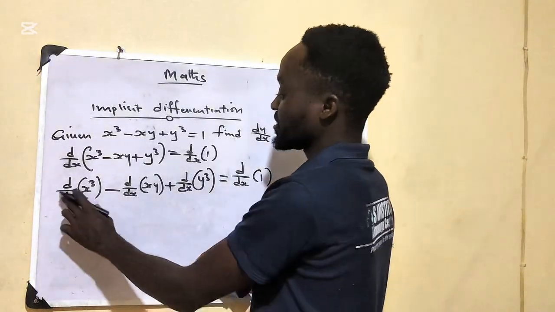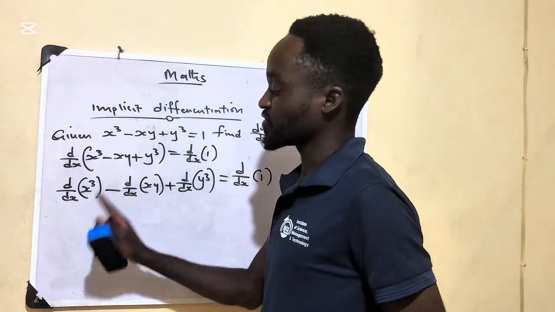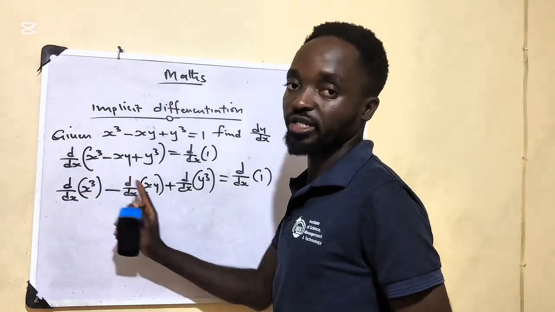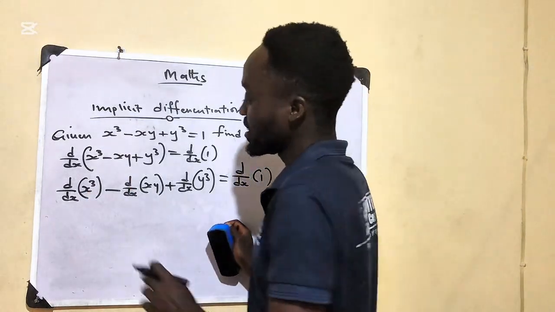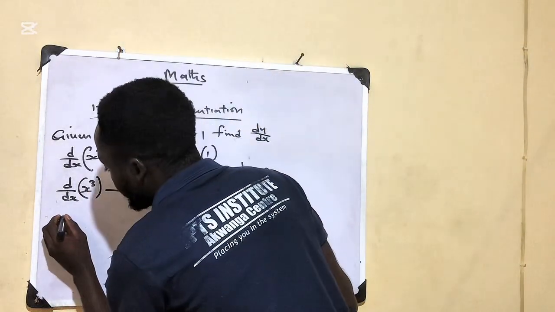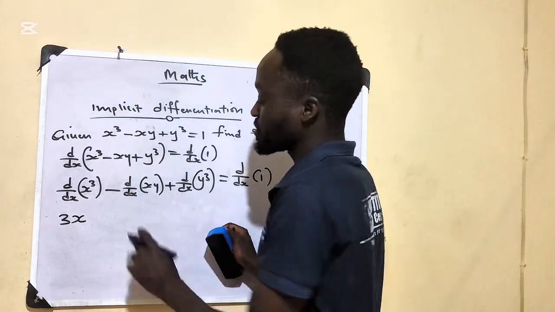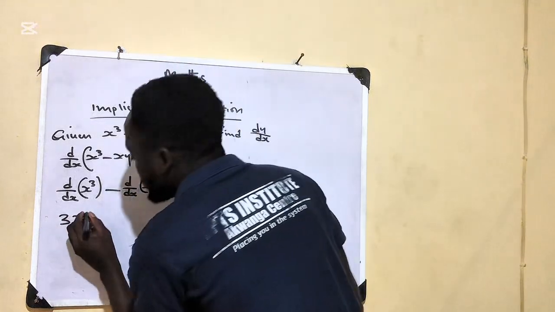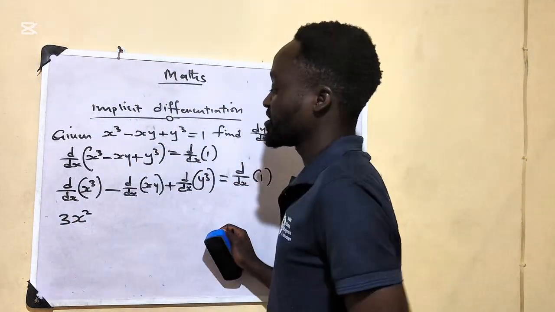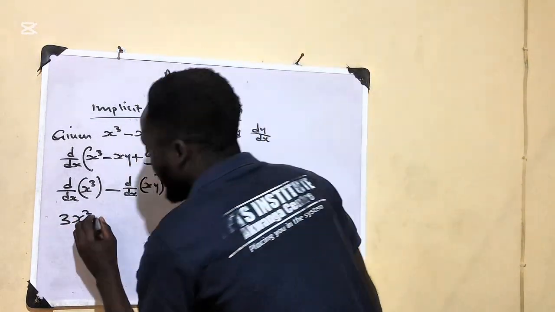Now I'm going to differentiate this first one. If we differentiate x to the power of 3, remember when you are differentiating using the power rule, you bring down the power, so you bring down 3, then you write x as it is, then we subtract 1 from the power, so 3 minus 1 is going to be 2. So we are left with x squared, so we have differentiated this one.